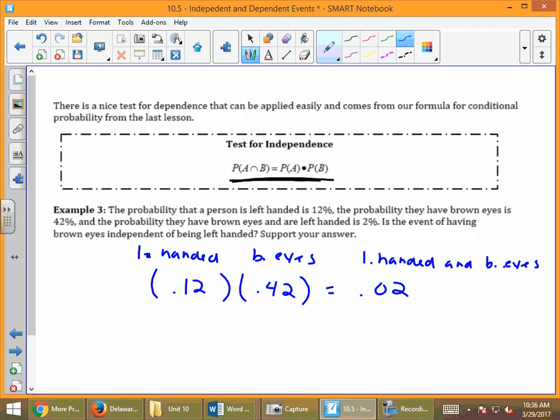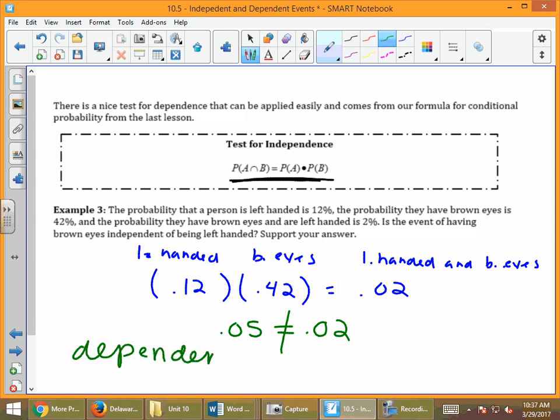Well, multiply 0.12 times 0.42. What does that equal? About 0.05. Does that equal 0.02? No, they do not equal each other. That's your justification, doing that work. So we would say no, these are dependent, because they're not the same. Being left-handed affects whether or not you have brown eyes, or having brown eyes affects whether or not you're left-handed. They're affecting each other.